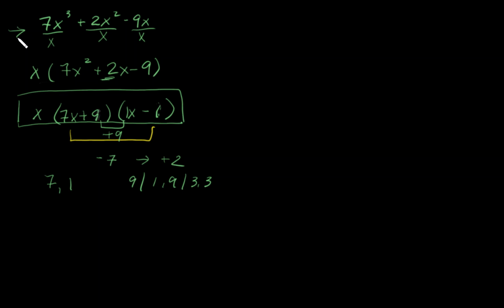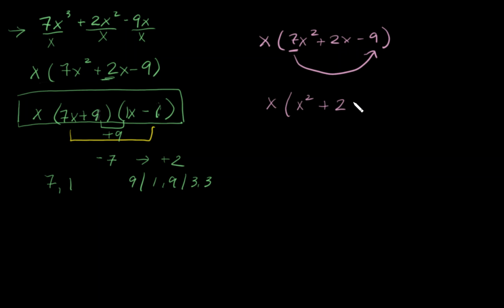Let's go ahead and do MG's method. First, I'm going to factor out an x, like I did. So I end up with 7x squared plus 2x minus 9. I'm going to take that 7, which is a, and multiply it with c. You're just multiplying a times c, so you get x squared plus 2x minus 63.